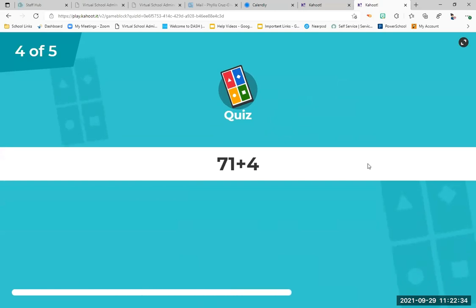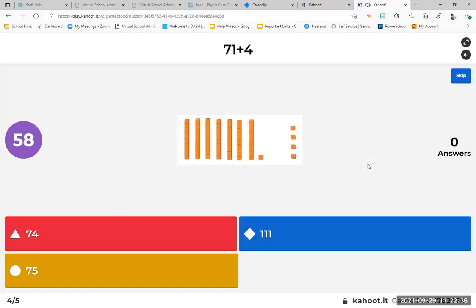Okay, here comes the next one. 2 more questions. Let's see. Joshua had 71 Pokemon cards. And he gets 4 more? What's the value of 4? Is that 4 ones or 4 tens? 4 millions. 71 plus 4.